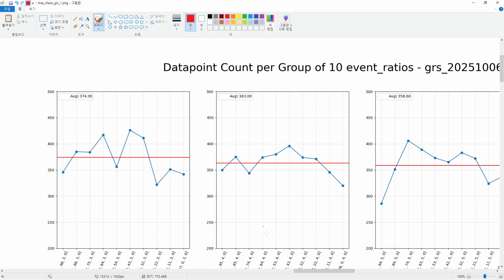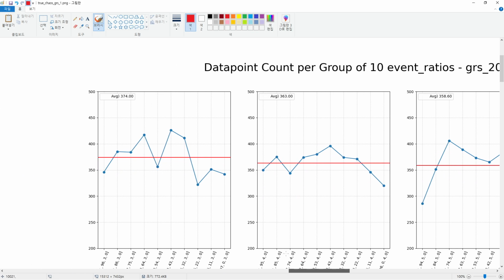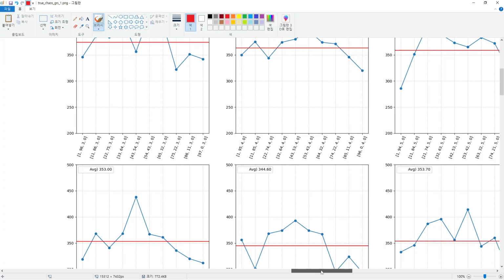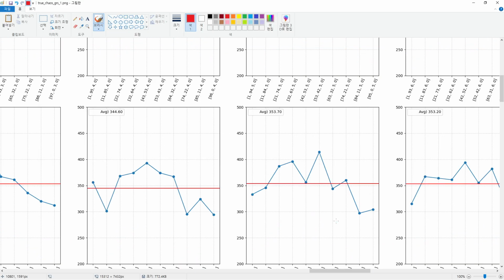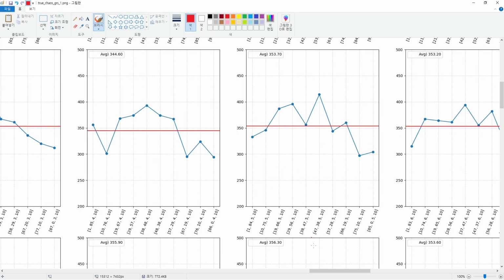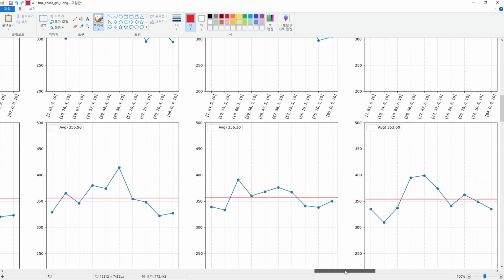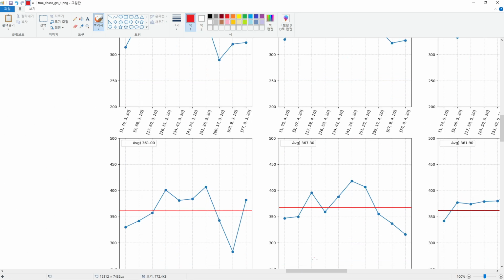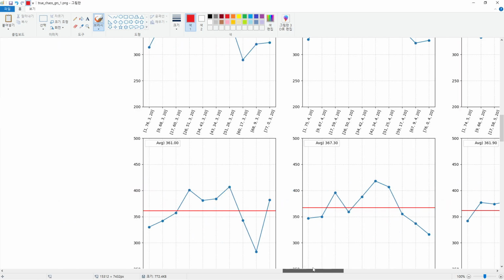363, 358, 352. So it's all decreasing in the first row. 345, 353, 344, 3453, 353. Okay, kind of decreased. 354, 355, 356, 353. Very consistent this time. 361, 367, 361, 367. Wow, really consistent.